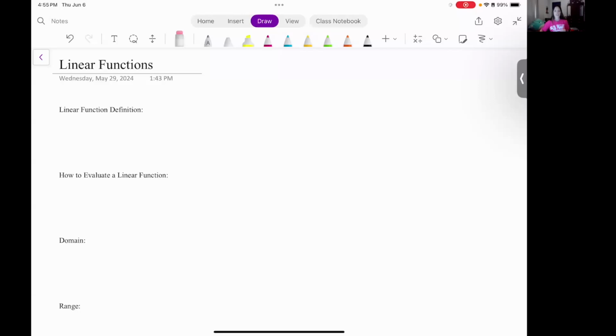Today we're going to be talking about linear functions. We're going to start off with the definition of a linear function. A linear function is what it sounds like. It is a function that is linear. So it's a function that is a line.